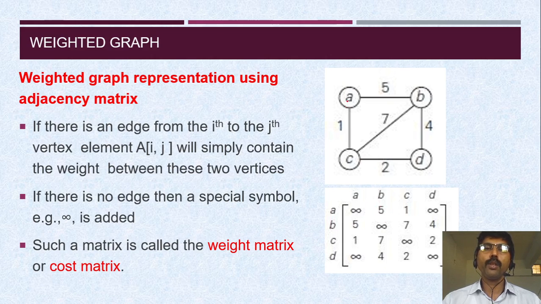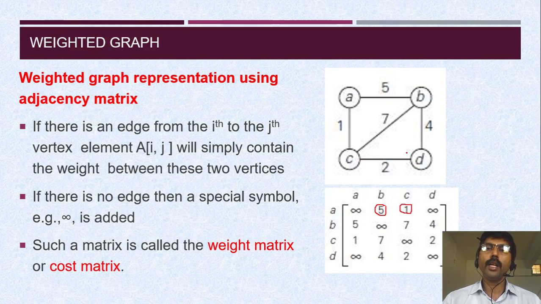For example, if you consider this one is i and this one is j, between the ith and jth element there is an edge having a weight of 5. So what we are doing here is, between A to B there is an edge and its weight is 5. In a similar way, there is the edge A to C and its weight is 1. So it is nothing but A to C is equal to 1.